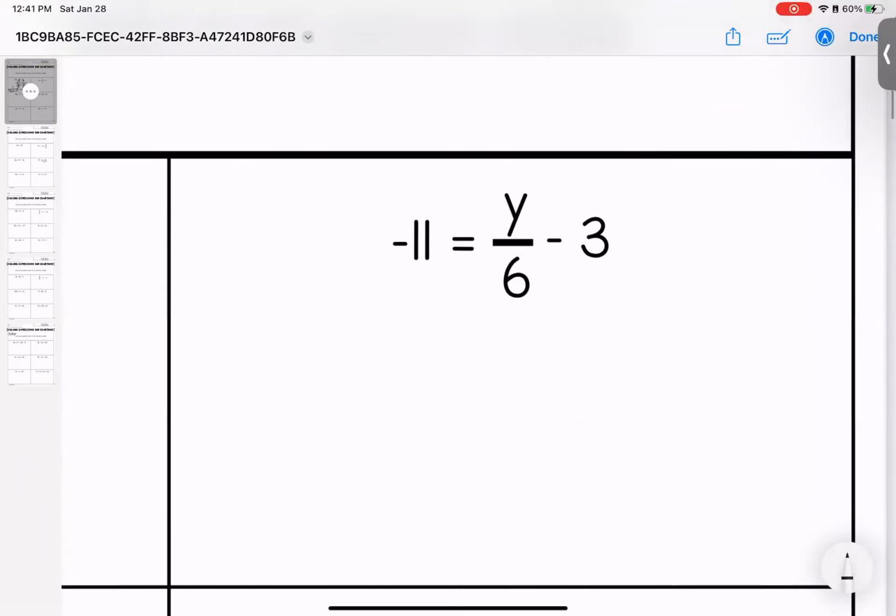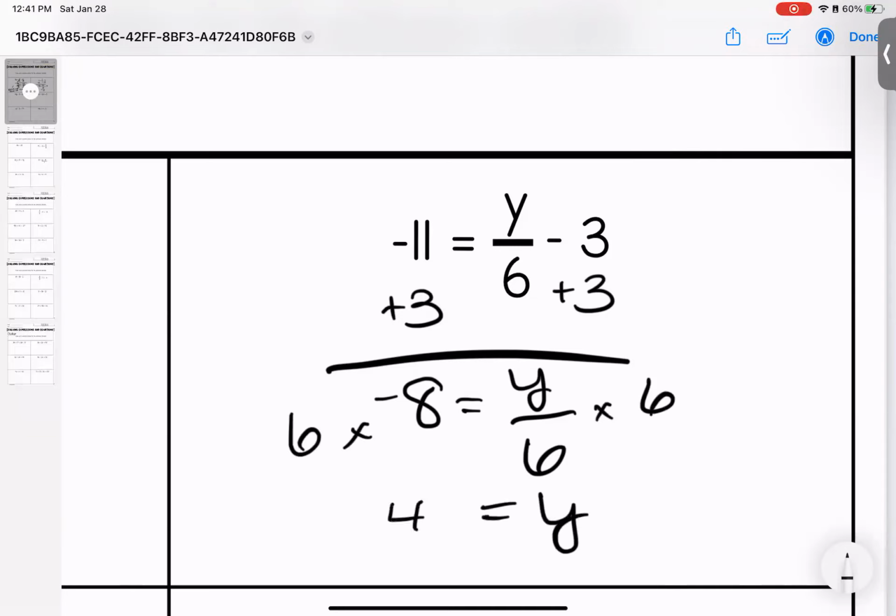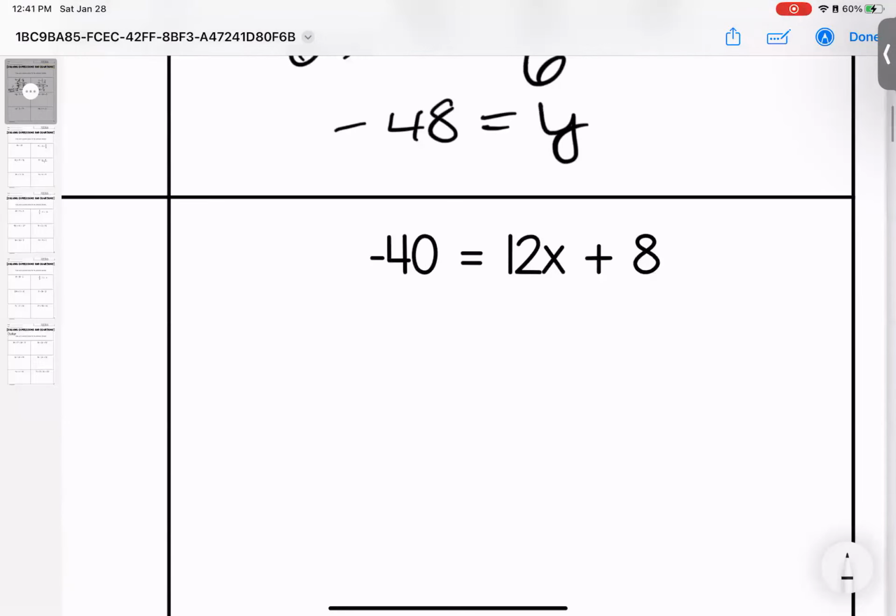All right, over to here. Again, we're going to start with our constants first. So instead of the minus 3, I'm going to add 3 to both sides. When I do that, I have to take into account that this is a negative 11. So opposite signs subtract. 11 minus 3 is 8, and it's negative because the larger number is negative. Y divided by 6 means I'm going to multiply both sides by 6. Y stays on this side. 6 times 8 is 48. Opposite signs are negative. Negative 48 is y.